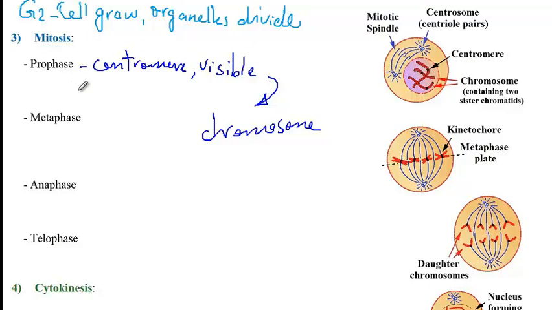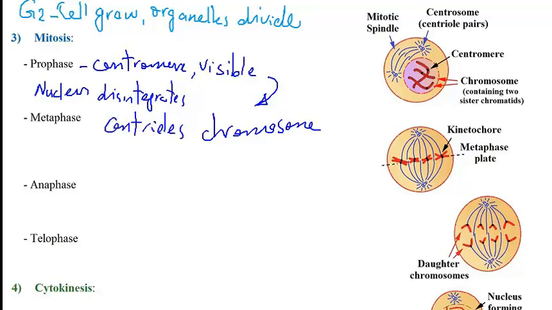Alright, so other changes: the nucleus disintegrates and spindle fibers are formed, and finally centrioles move to opposite poles.